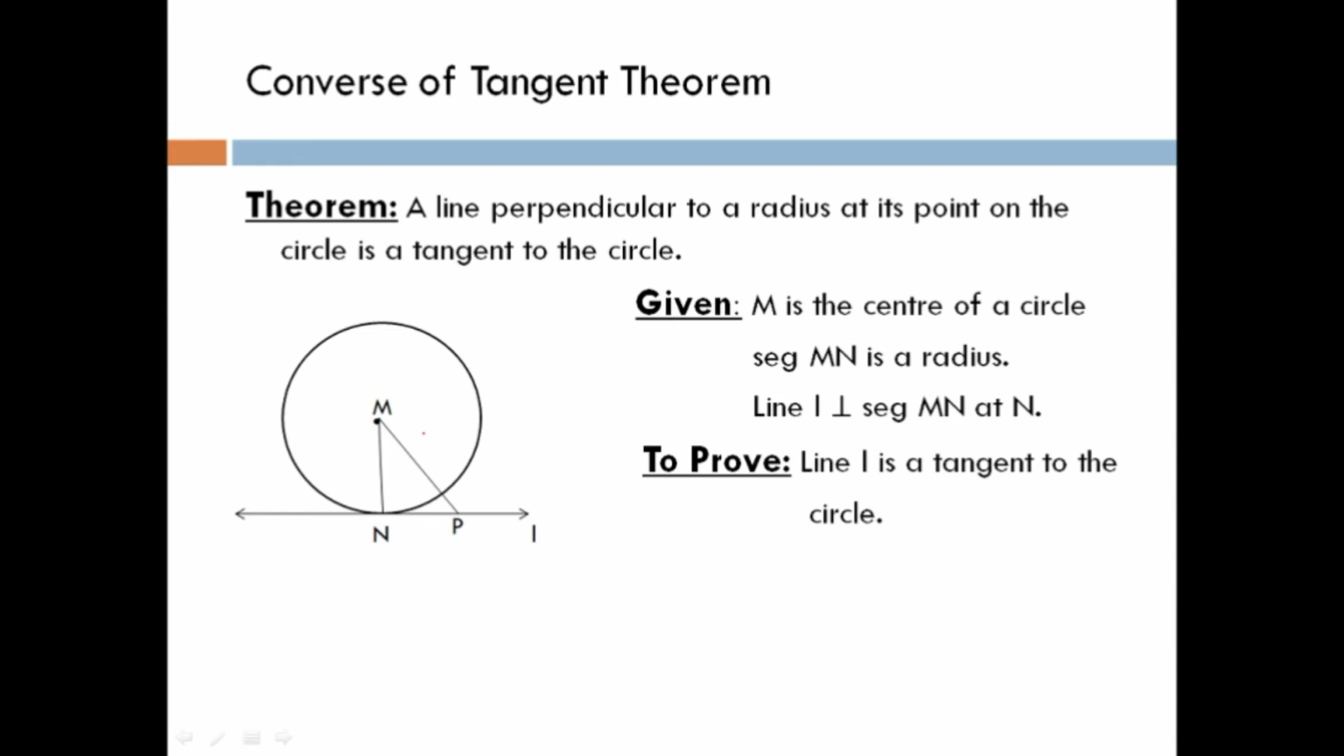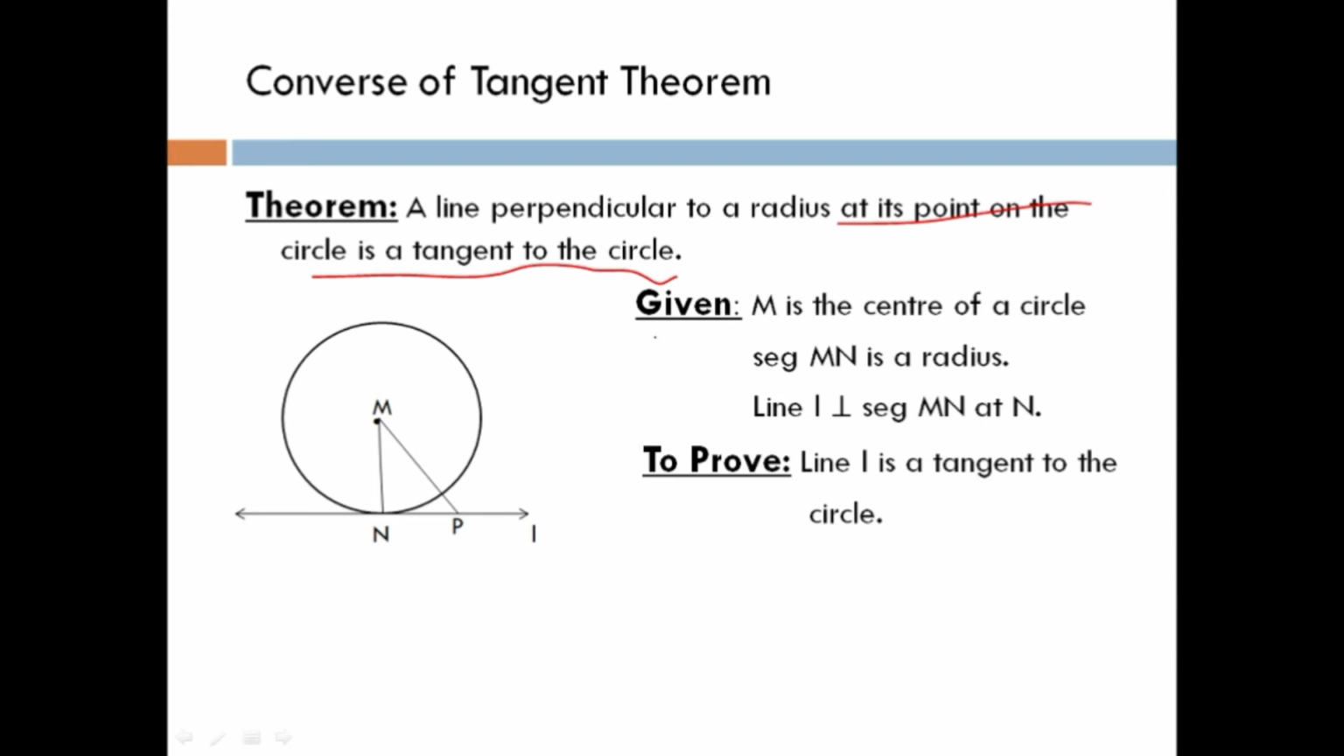Okay, so the statement of the theorem is: a line perpendicular to a radius at its point of contact on the circle is a tangent to the circle, right? So this is what we have to prove. That is, we have to prove the line to be a tangent.